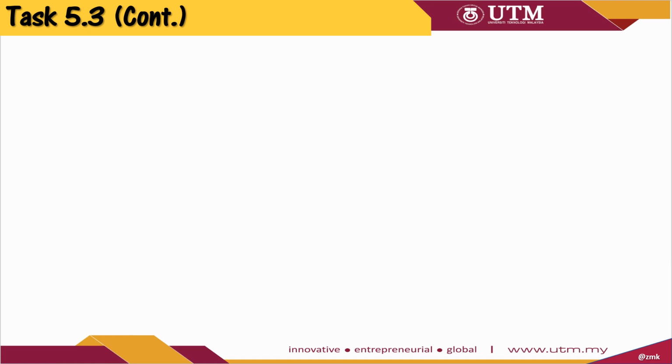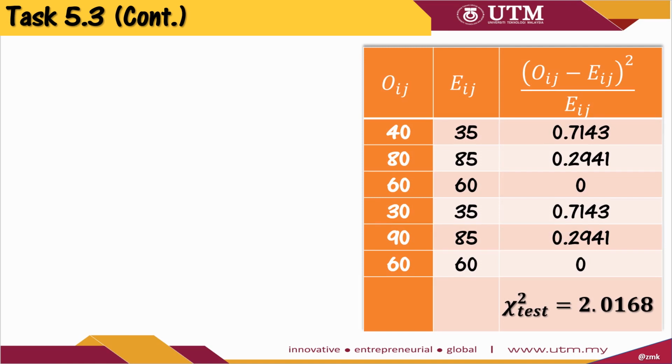Having calculated and obtained all the expected values Eij, you can then list down the Oij and the corresponding Eij pair by pair in another table like this. Make sure you check that the pairs of Oij and Eij are all correct. Next, calculate the squared difference between Oij and Eij divided by Eij for every pair of Oij and Eij. You do not have to worry if Eij is less than 5 because this is not a constraint that you need to fulfill in an independence test.